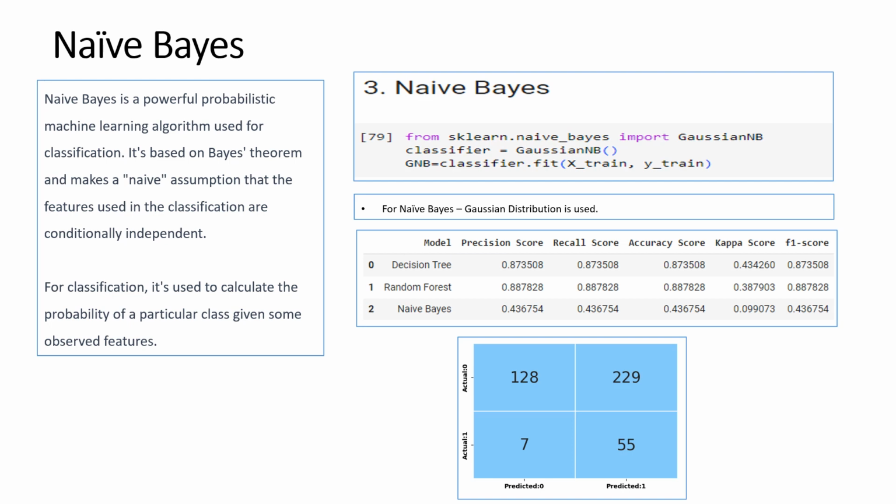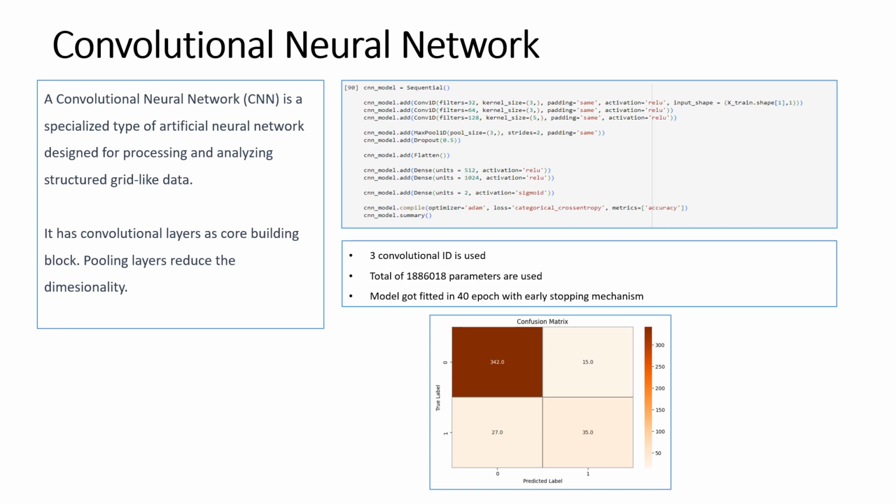Let's move on to the next method, that is, what we call a convolutional neural network. It's a specialized type of artificial neural network designed for processing and analyzing structured grid-like data such as images and video recognition, and also object detection and facial recognition.